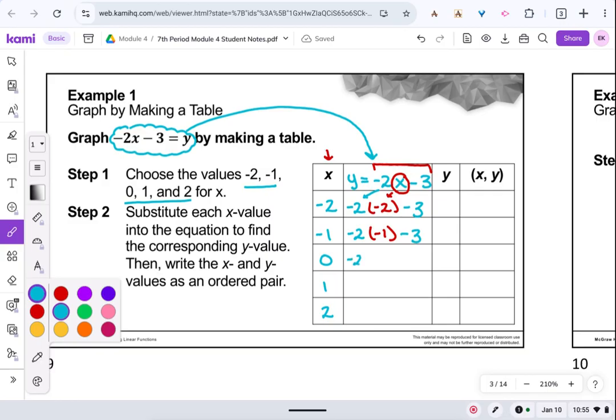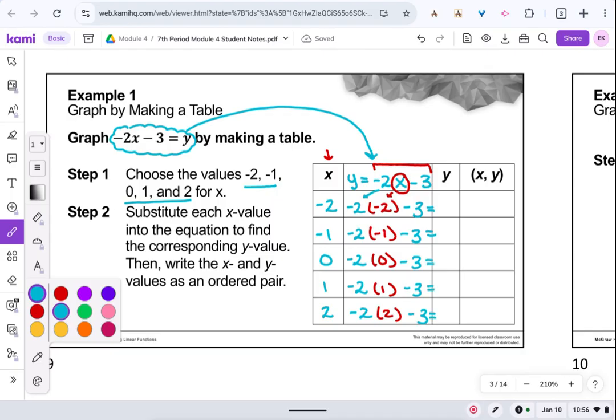Then we'll have -2 again. This time our x is a 0, -3. -2, this time our x is a 1, -3. And then -2, x is a 2, -3. Once you get your whole table filled in, you're then going to do each calculation to figure out what your y value will be. Whatever these are equal to is going to be what y is equal to.